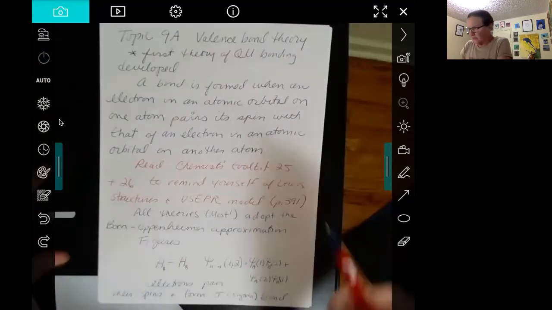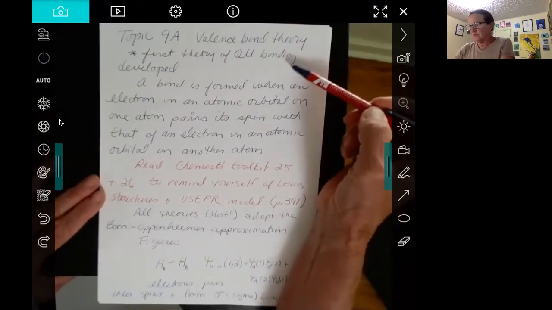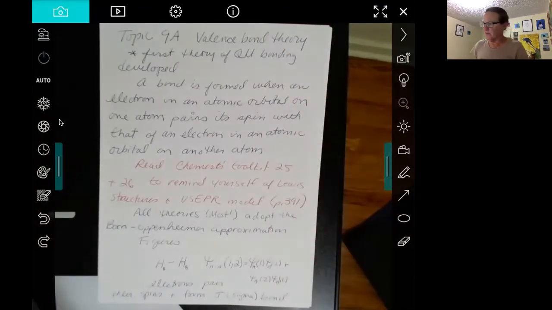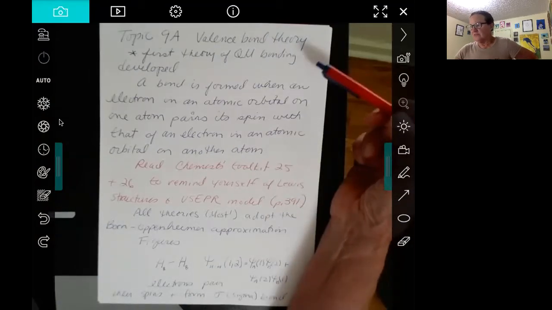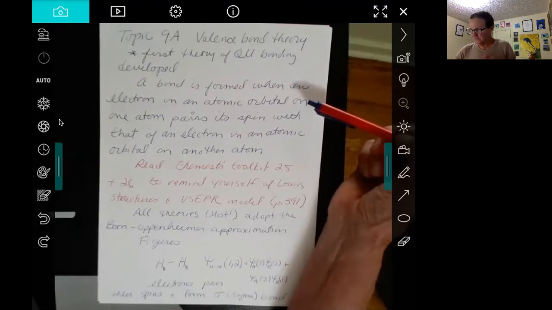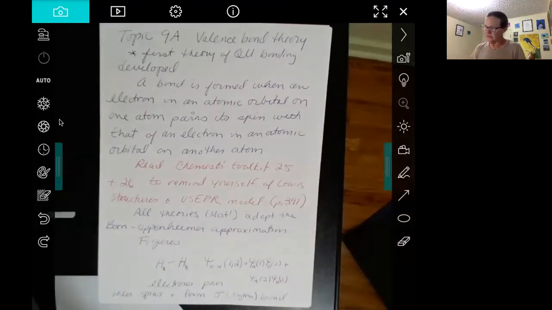Okay, so valence bond theory, the first quantum mechanical bonding theory developed. And we should remember this from Gen Chem and then reinforce so much in organic chemistry that in valence bond theory, we say a bond is formed when an electron in an atomic orbital on one atom pairs its spin with that of an electron in another orbital on another atom. So when two atoms sit side by side, if they each have an orbital that only has one electron, those can essentially pair and create a bond.